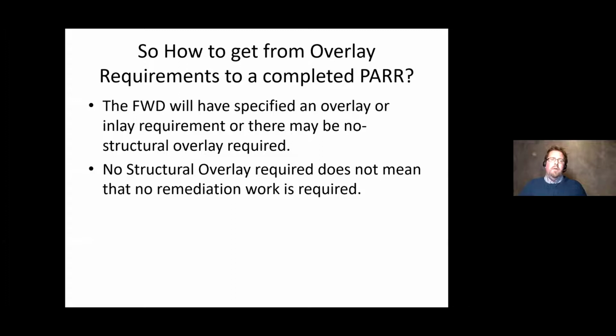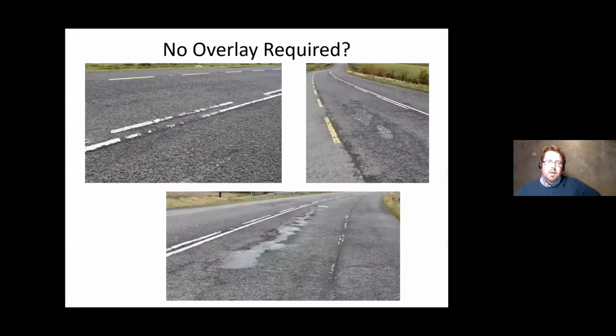So how do you get from overlay requirements to your completed PARR? As I said, the FWD will specify a particular overlay or inlay requirement, but there will also be a no structural overlay requirement. You should be conscious that no structural overlay requirement does not mean that there is no remediation work done. So here's a typical example. These two sections both had no overlay requirement. One section you can see is heavily distressed. They're all heavily stressed on the surfacing. However, the actual overall road structure was adequate for the traffic that was there.